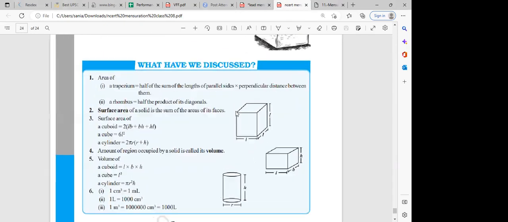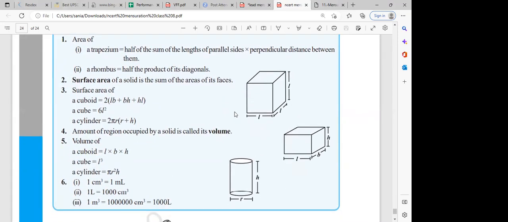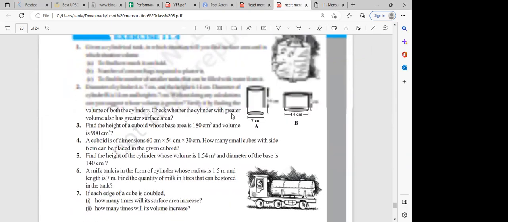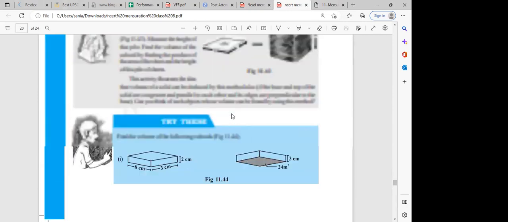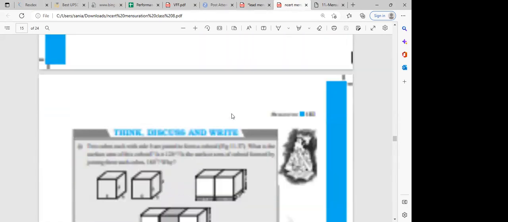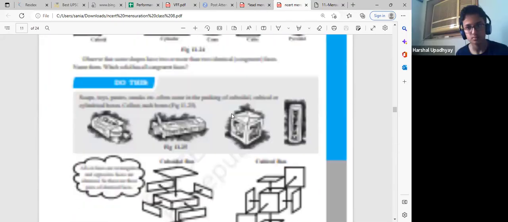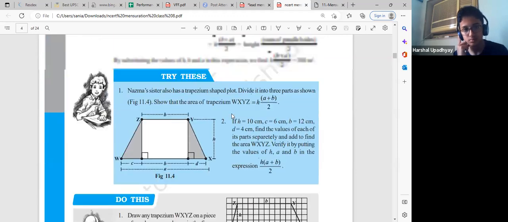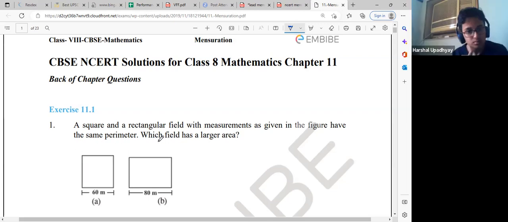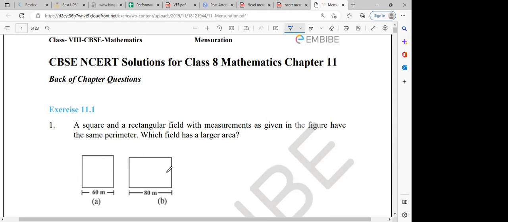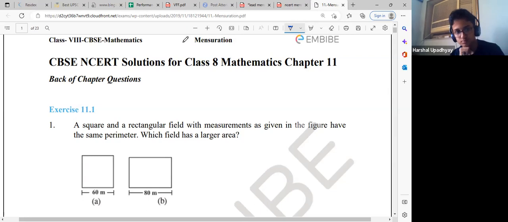Okay, you can see here. They have given you this, but I don't think they have given you the perimeters before starting, because I think they covered that in the previous chapter. Do you know the perimeters? Over here, in this question, a square and a rectangle fit with the measurement as given in the figure. They have the same perimeter. You have to find which has the larger area. So, do you know the perimeter of a square? And what is the perimeter of a rectangle? Okay, do it.